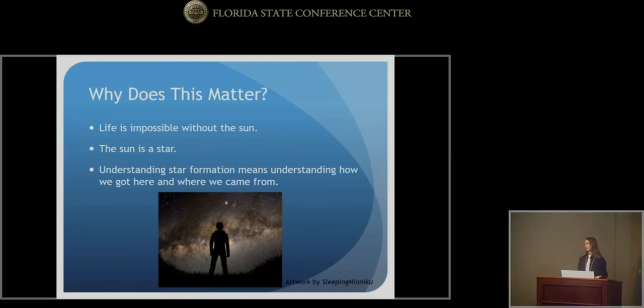So why does any of this matter in the first place? Well, first off, the sun is a regular average star, and all life depends on the sun. You know, we eat the animals who eat the plants who get all their energy from the sun. And without the sun, actually, the Earth wouldn't have even been able to form. So we really depend on the sun. So understanding star formation is really key to understanding where we come from.